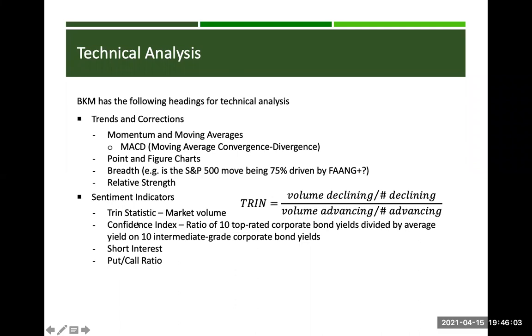There are sentiment indicators that I mentioned. First, the trend statistic, which is volume declining divided by number of declining, divided by volume of advancing, divided by number of advancing. It's kind of a contrarian one, because if there's a big sell-off, this would be very high. Okay, maybe I should buy it.